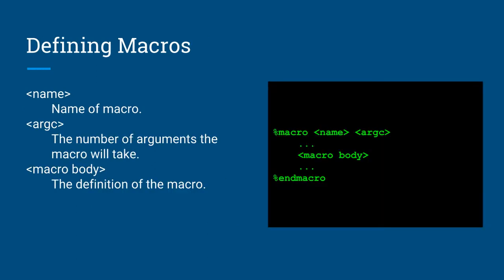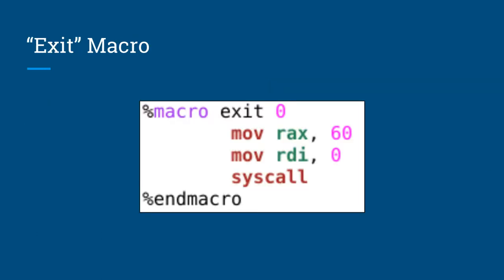When you define a macro, you put %macro, the name of the macro, and argc, which is the amount of arguments it takes. Then you have the macro body, which is the actual definition of the macro, the actual code that will get inserted there, and then you put %endmacro.